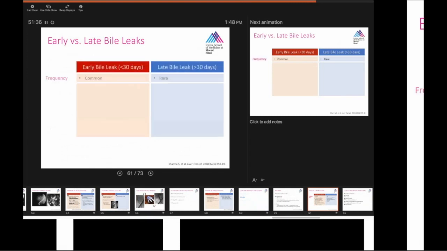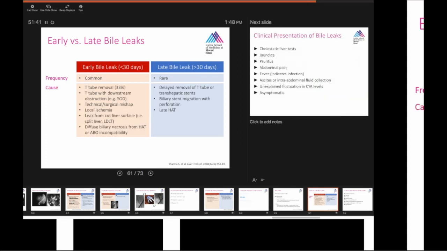There are early and late bile leaks as well. Early leaks are much more common than late leaks. The cause of early leaks would be related to the T-tube, surgical problems, local ischemia of the bile duct, or leakage from the cut liver surface. Late bile leaks are usually from stent migration or in T-tubes that are removed late.